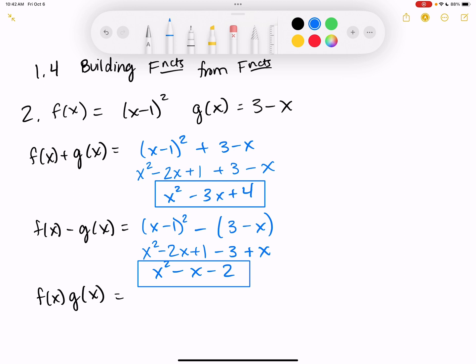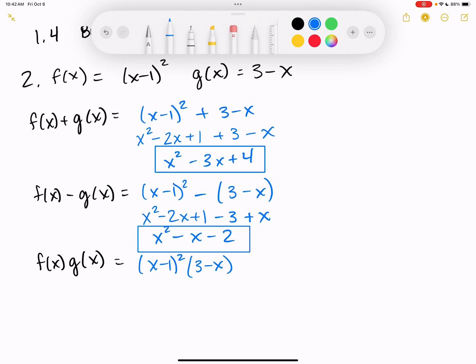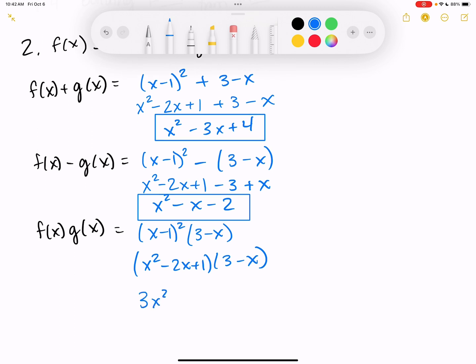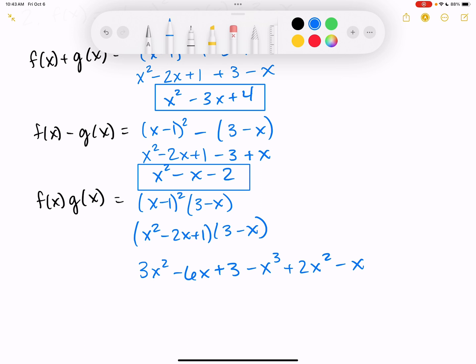And then lastly, the multiplying one: (x minus 1) squared times 3 minus x. I would still always do this perfect square trinomial part first and then multiply the rest of it. So this is x squared minus 2x plus 1 times 3 minus x. Then we have 3x squared minus 6x plus 3 minus x cubed plus 2x squared minus x, and we just need to get it written in the right order: negative x cubed plus 5x squared minus 7x plus 3.